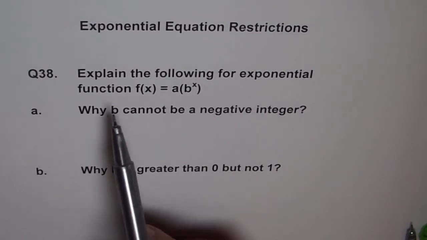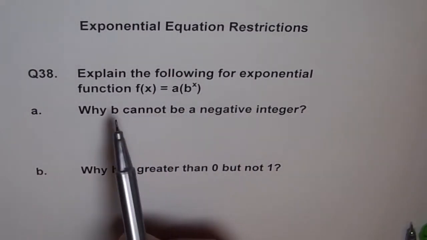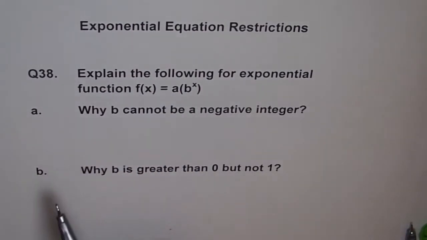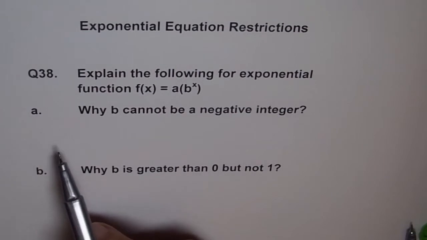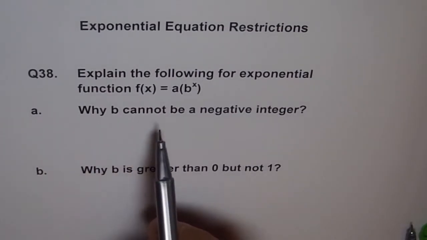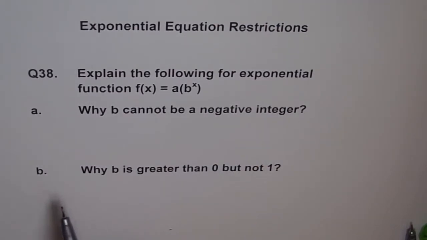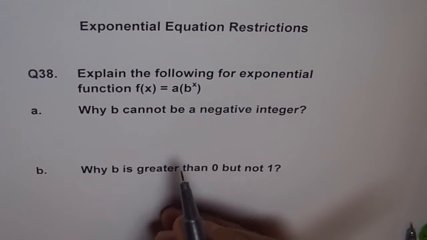Question 38. Explain the following for exponential function f of x equals a b to the power of x. So that is the general form of our exponential function. The question here is, why b cannot be a negative integer? And question b is, why b is greater than 0 but not equal to 1? Okay, very interesting questions. And actually the chapter started from here itself. Therefore, we're trying to go back to this and understand why.